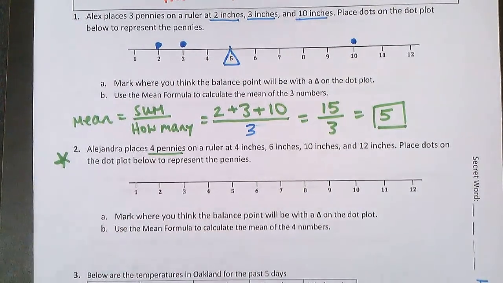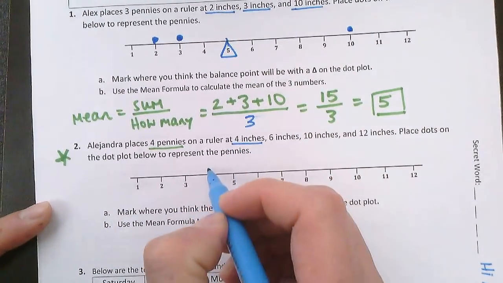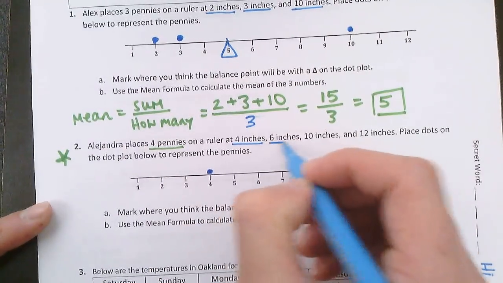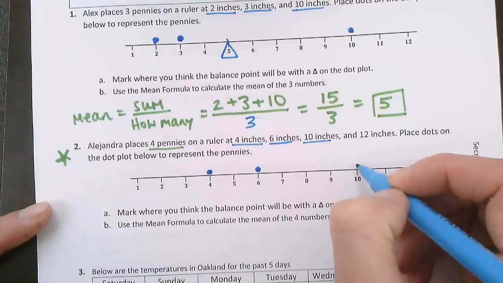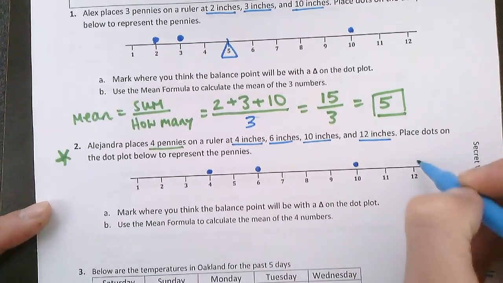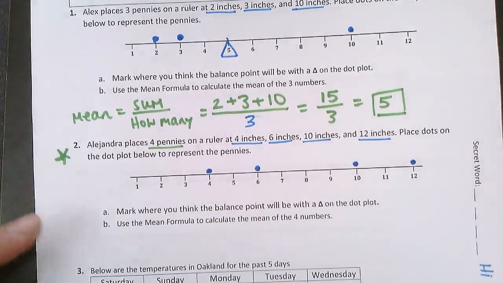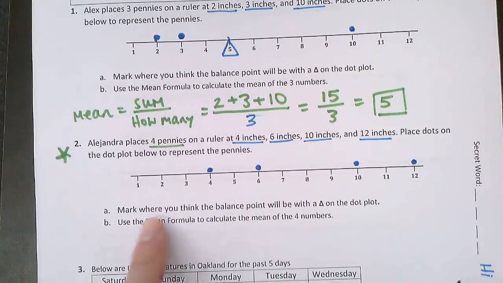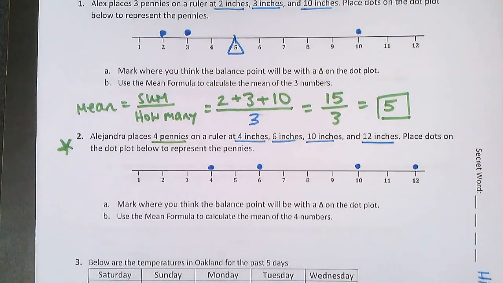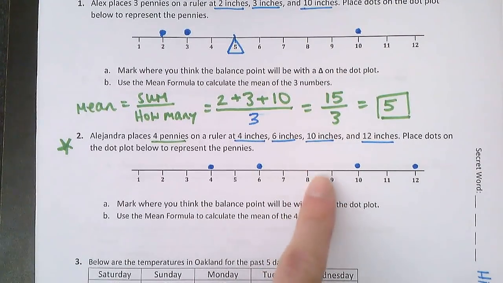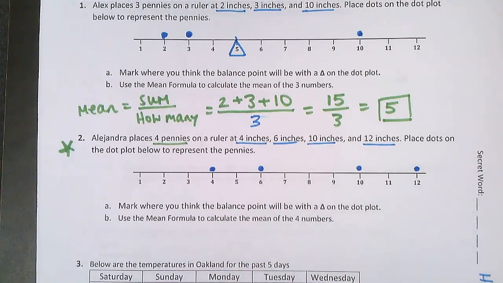4 pennies. The 4 pennies are at 4 inches. Okay. 6 inches. All right. 10 inches. That's over here. 12 inches. Okay. And mark where you think the balancing point will be. Just by looking at this, I think the balancing point is probably going to be right around here. But let's see if we're correct.